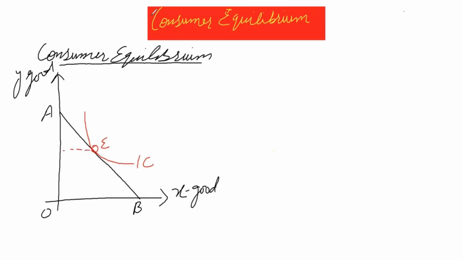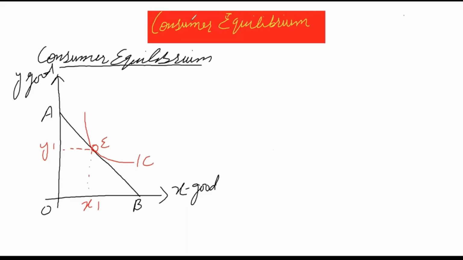So x and y are two goods. They can be any two goods, like one can be banana and the other can be apple, or one can be light bulb and the other can be, let's say, fans and AC and television, any two products. So x y means any two products.